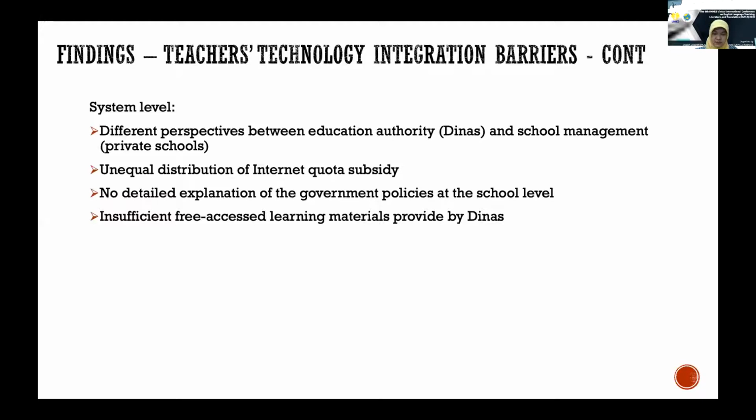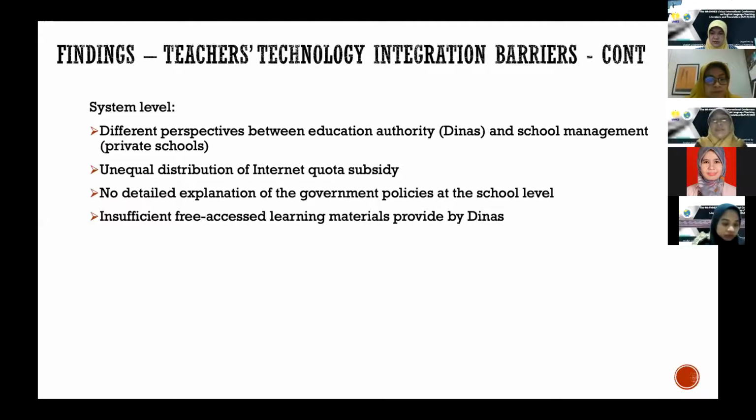So some teachers mentioned that for the private schools, not all students receive the subsidy. Okay, and then the next one is that there is no detailed explanation of the government policies at the school level, so it is quite difficult to translate the government policies at the school level. And then the next one is insufficient free access learning materials provided by Dinas, so the teachers expected that Dinas provides them with free access learning materials.